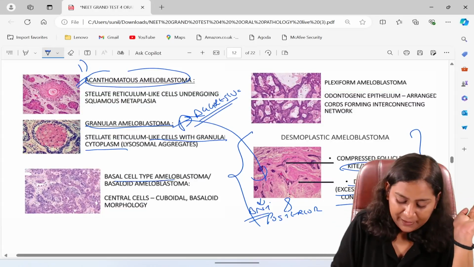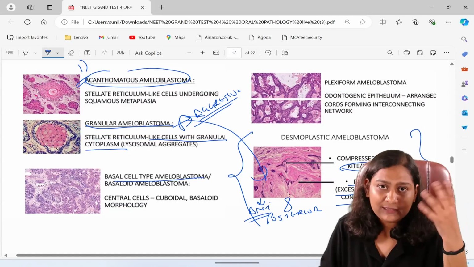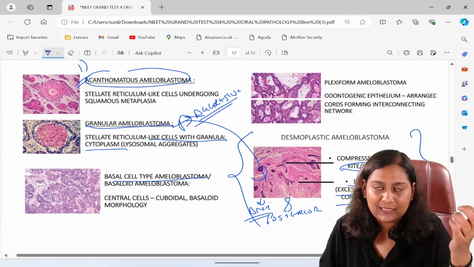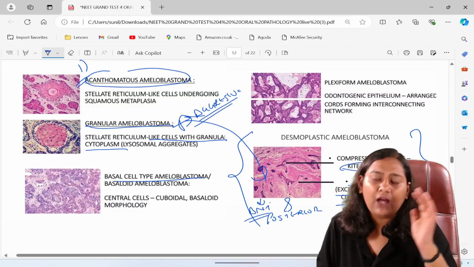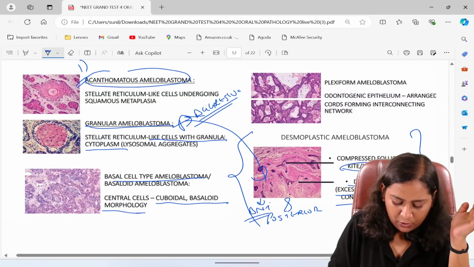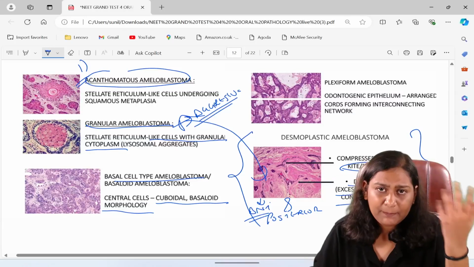Then we have basal cell ameloblastoma. Now in here what happens, the center cells, that is the stellate reticulum like cells, will undergo either cuboidal cells or basaloid morphology. These are very primitive cells.